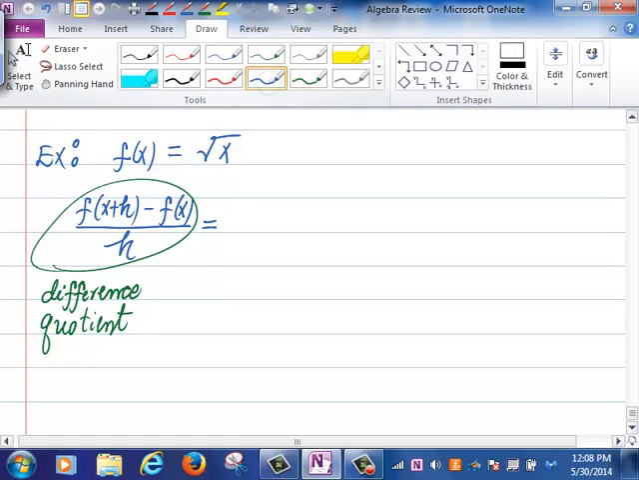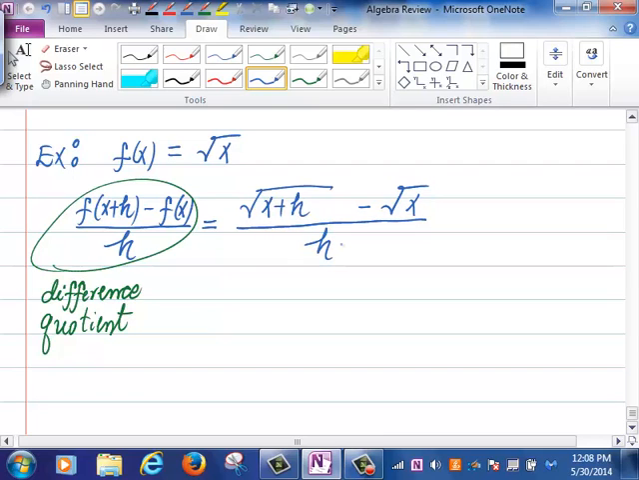Okay, how do I evaluate that? Well, what is f of x plus h? Somebody, what is f of x plus h? Root of x plus h. You replace x by x plus h. Minus f of x is just root x, divided by h.